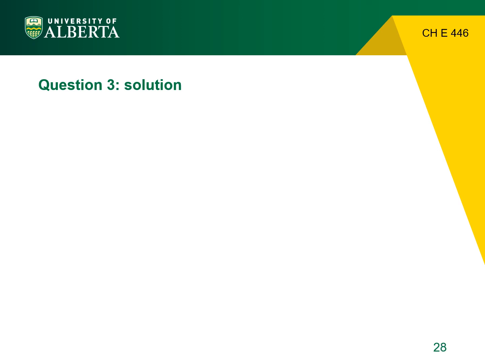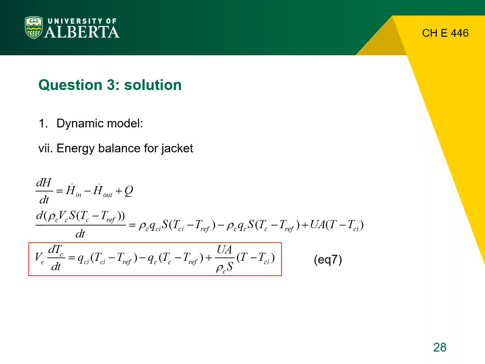Finally, we conduct the energy balance for the cooling jacket. Here, equation 7 represents the rate of change of temperature in the cooling jacket as the difference in the rates of energy flow into and out of the jacket, accounting for the heat taken away from the reactor by the cooling fluid.